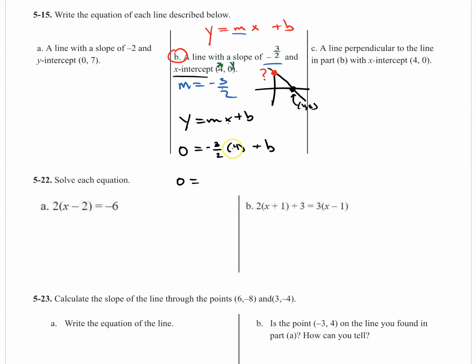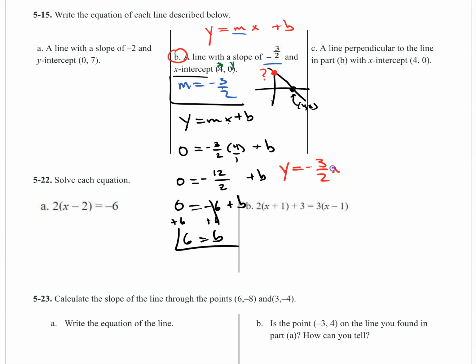0 equals, so to multiply these, I'll put the 4/1 and multiply straight across. 3 times 4 is 12, 2 times 1 is 2, negative times positive, negative. 12 divided by 2 is 6, so that's 0 equals -6 plus b. And if we add 6 to both sides, b equals 6, m equals -3/2. So let's write our equation. Y equals -3/2 x plus 6.